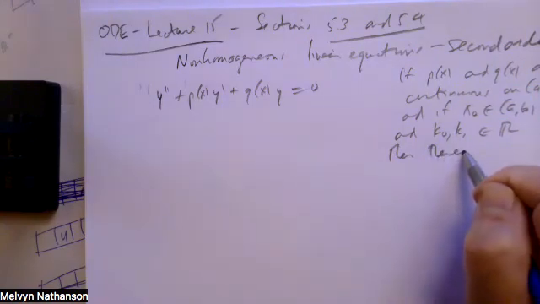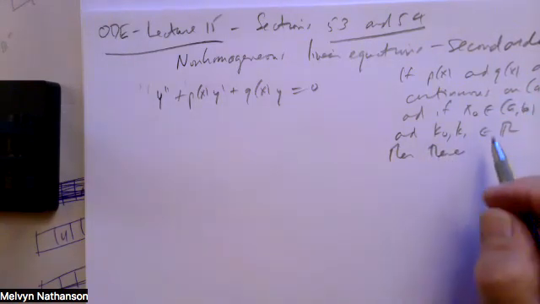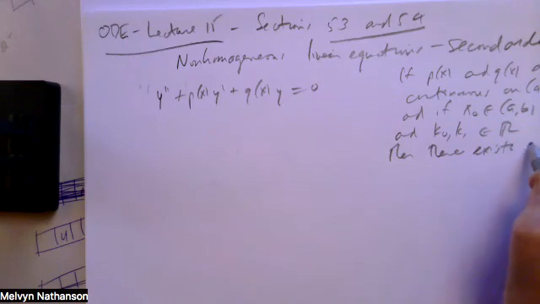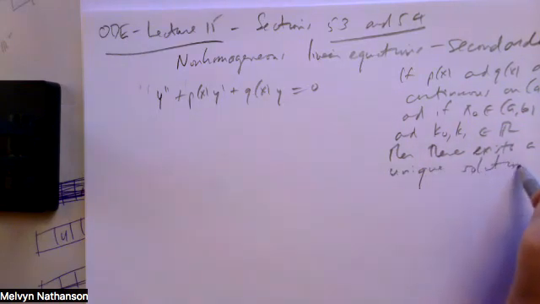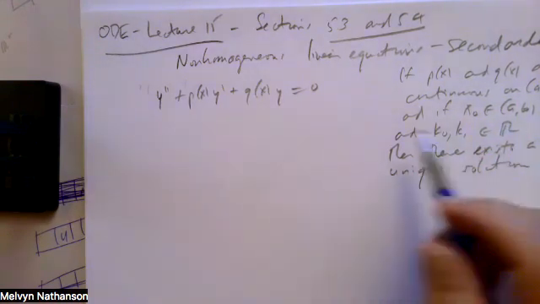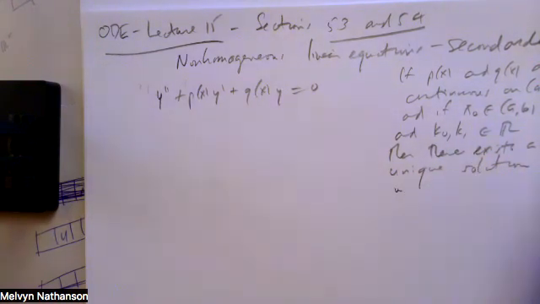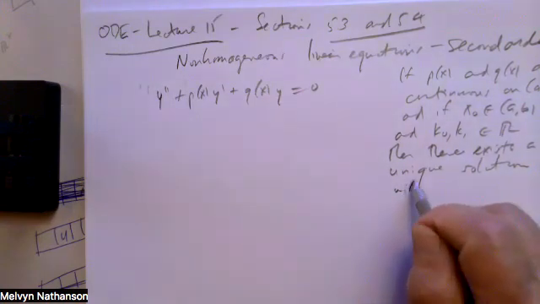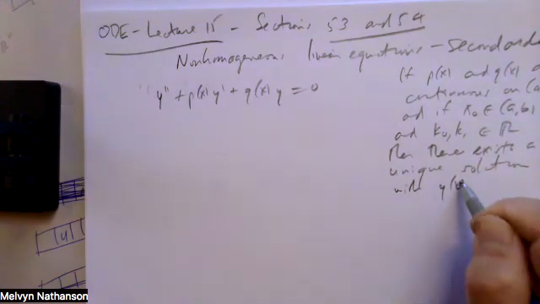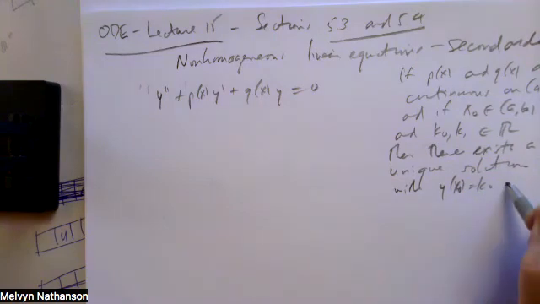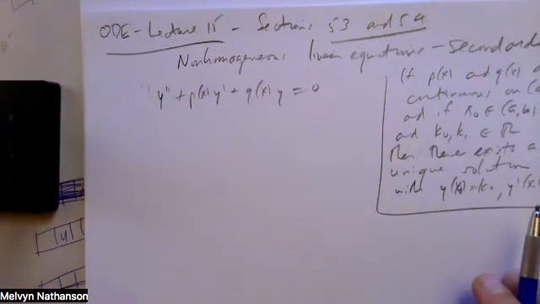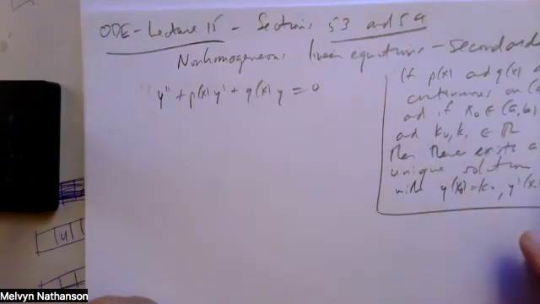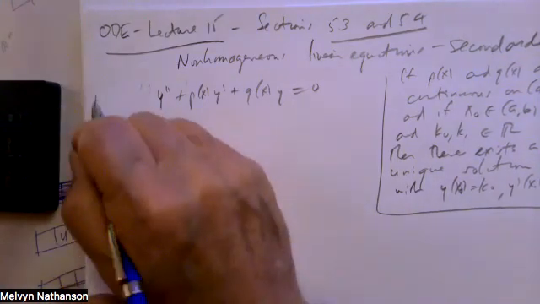then there exists a unique solution of the equation y, with y at x naught equal to k naught, and y prime at x naught equal to k1. So this is just the basic theorem we've stated many, many times. But this is the homogeneous case.